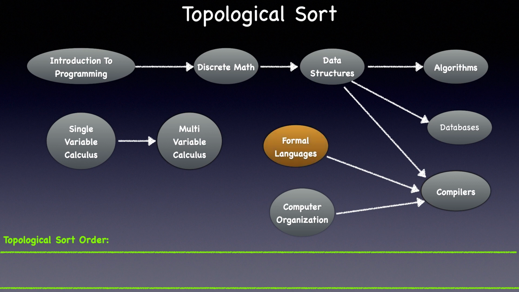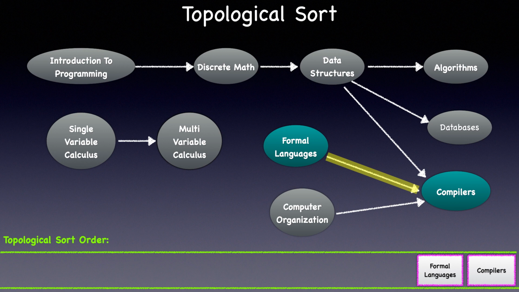We'll mark it as discovered. The formal languages course is connected to compilers, so we'll navigate to it. Compilers is not connected to any course, so we will mark it as explored. Since compilers is explored, we'll add it to the list where we are tracking the valid order. We will be inserting nodes in the list from right to left. We backtrack to formal languages and it is not connected to any other course, so we'll mark it as explored and insert it into the list.